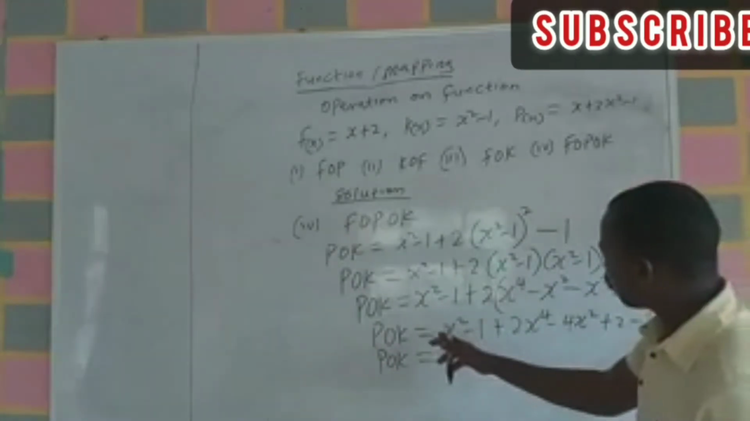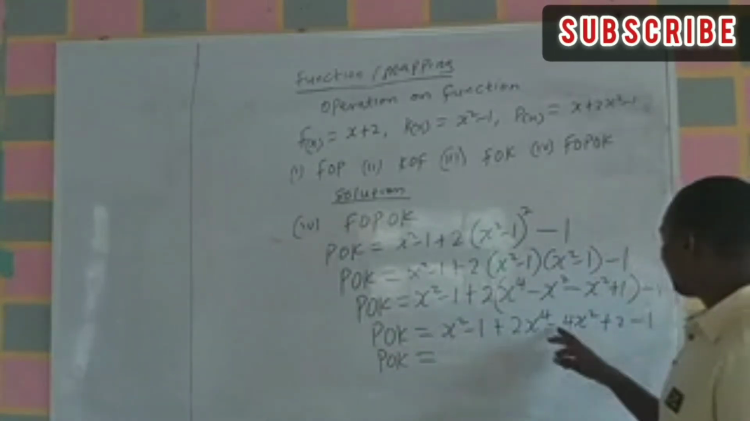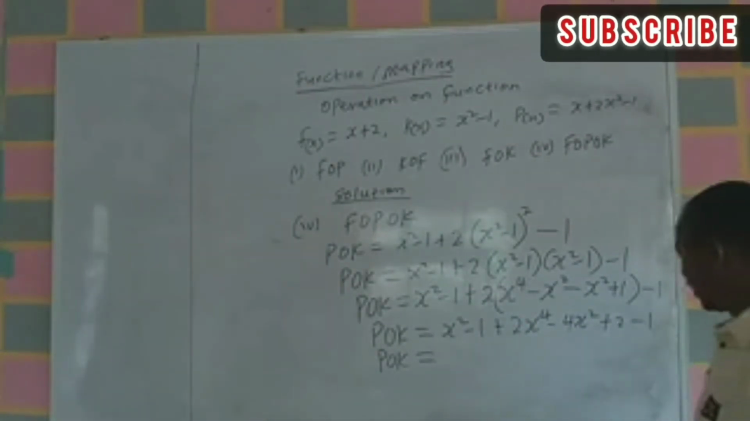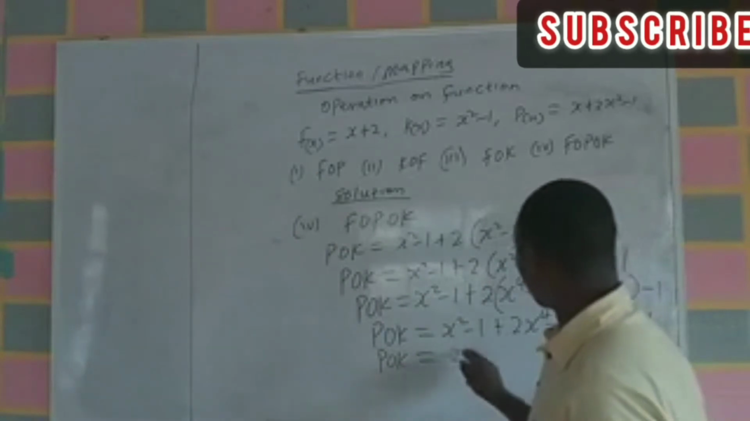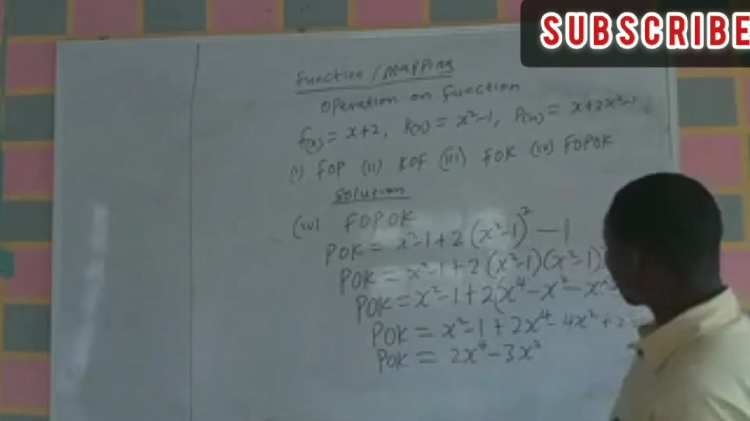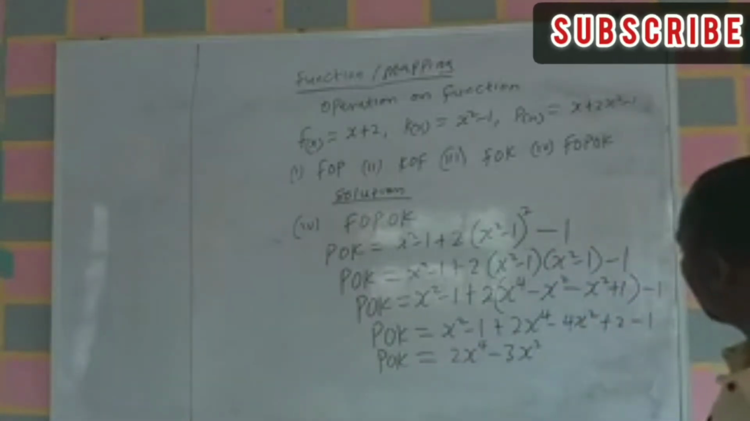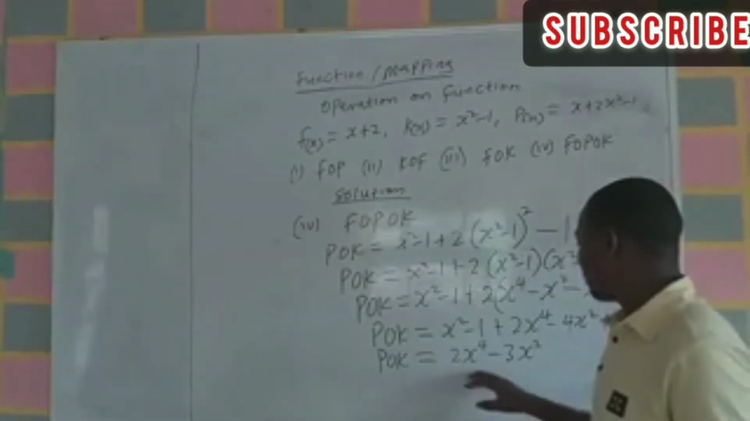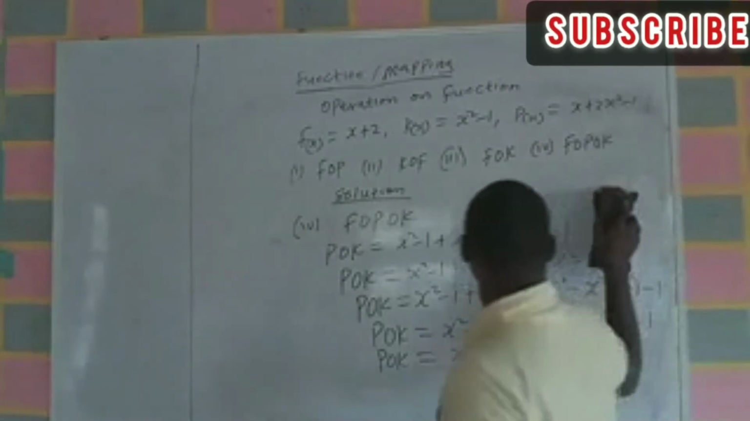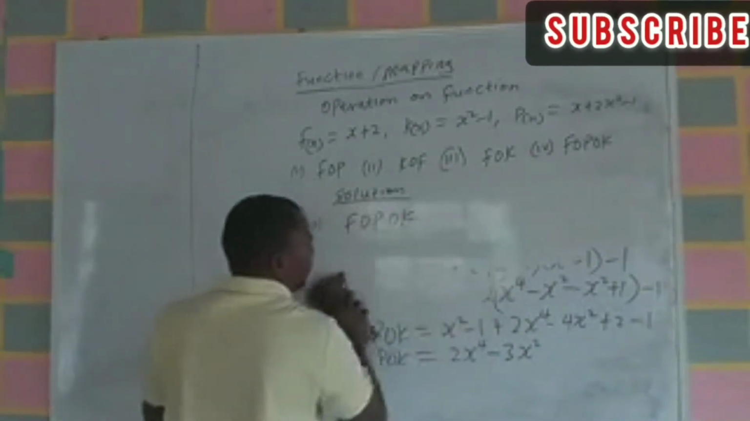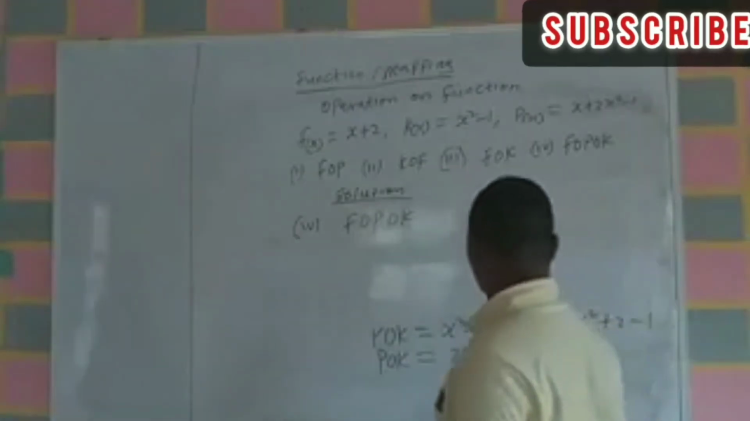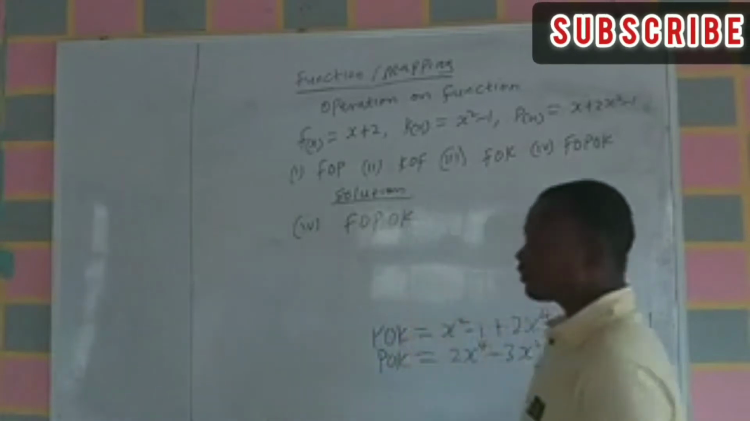We have s squared here and minus 4s squared here. So we are going to consider the coefficients. The coefficient here is plus 1, while the coefficient here is minus 4. So plus 1 minus 4 gives us minus 3. So that means we have 2s raised to 4 minus 3s squared. We are able to get P of K. So the next thing is to substitute it for F, the function for the variable. So 2s raised to 4 minus 3s squared is what we are going to substitute.